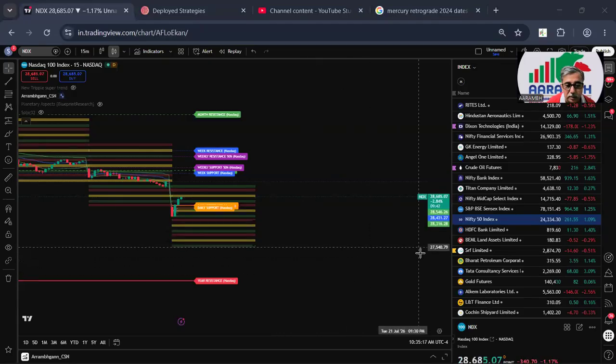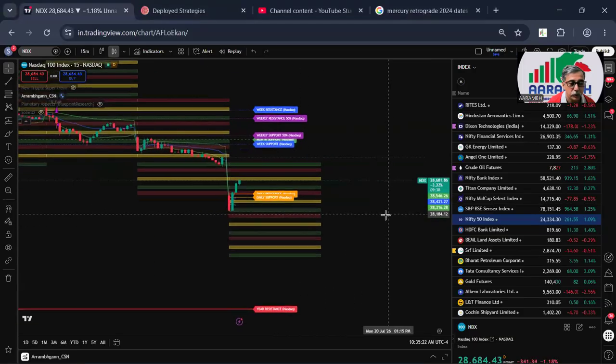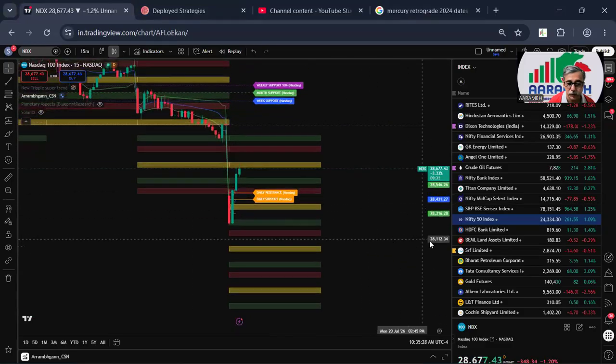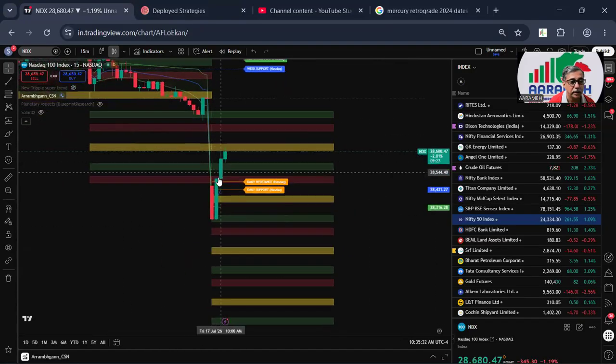My dear friends from other parts of the world, apart from India, those who are trading in the US market, for them I am going to show you the setup, how to use our indicator. So I have used Nasdaq 100 here.